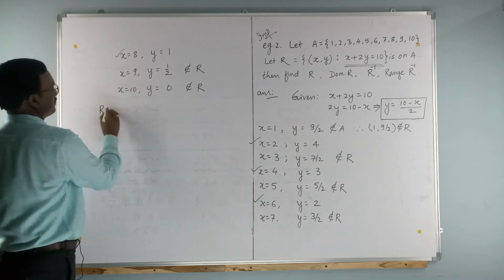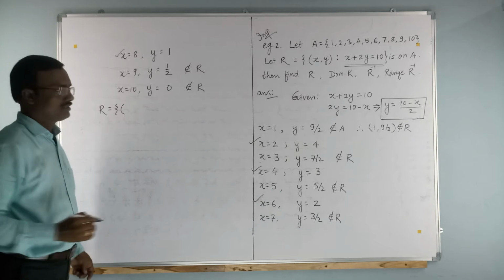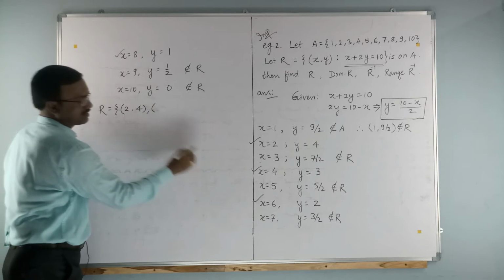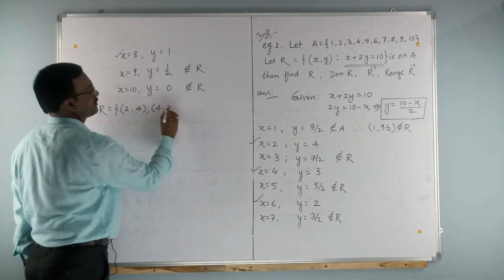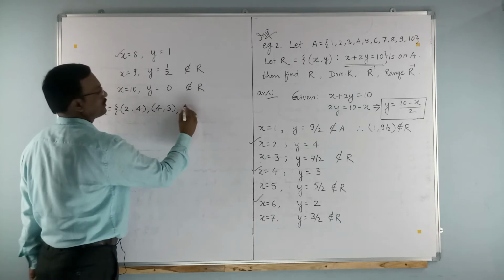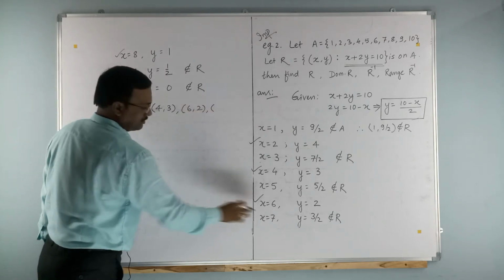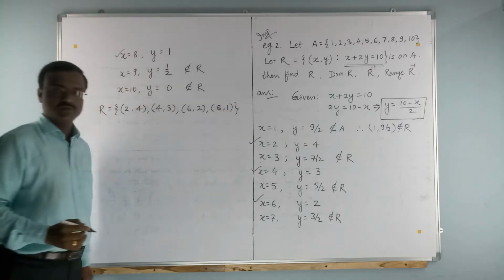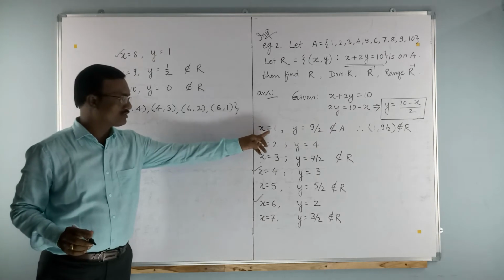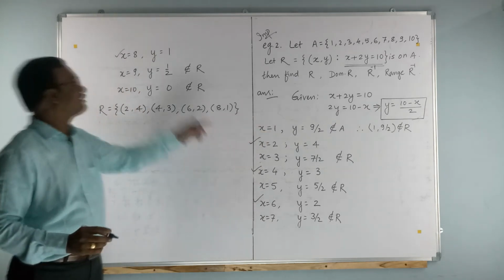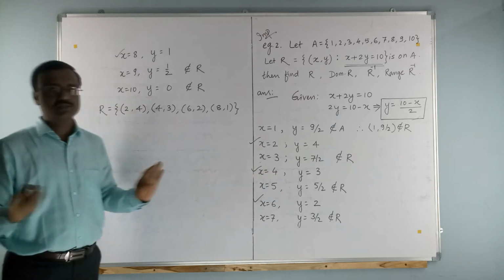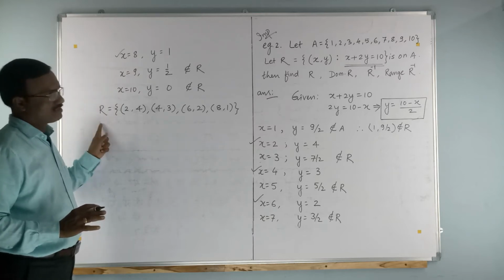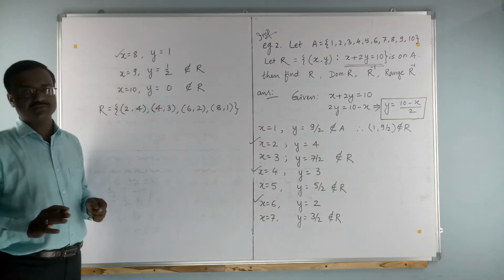So the relation is the set containing pairs. I will choose this one, 2, 4. Then the second tick is this one, 4, 3. And the next one is 6, 2. The next one is 8, 1. That's all. All other pairs corresponding to x equal to 1, 3, 5, 7, 9 and 10 do not satisfy the given condition. So these are the pairs in the relation. So this is the relation, the answer to the first part.